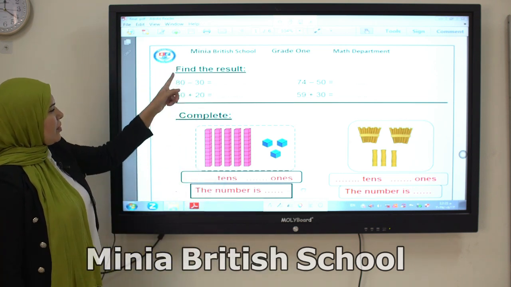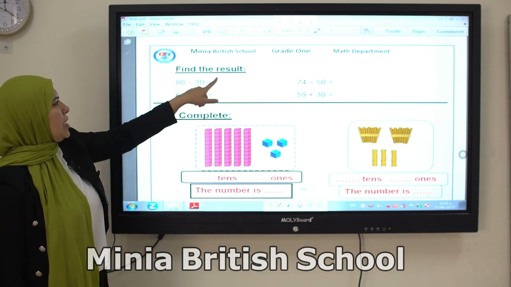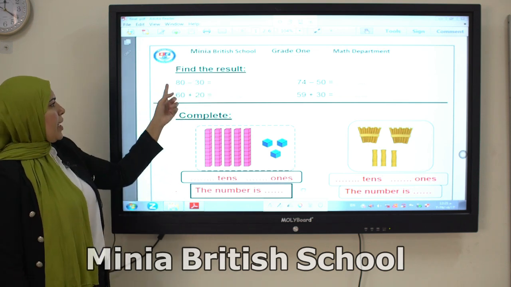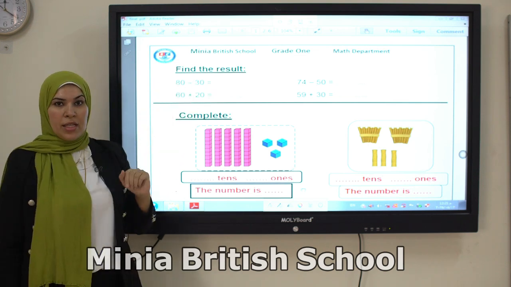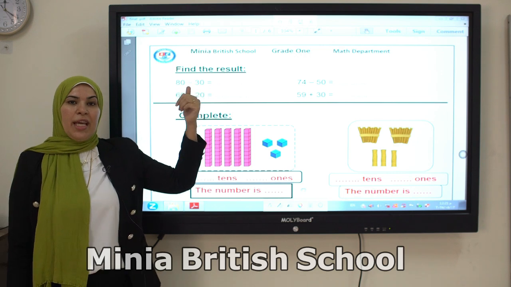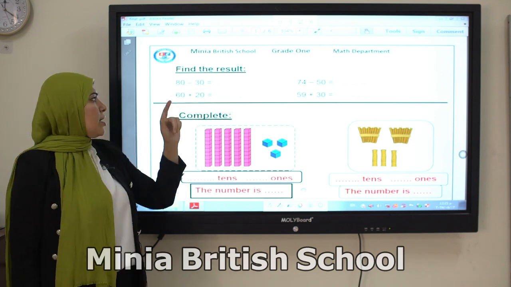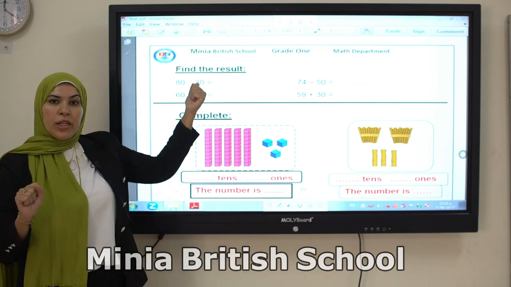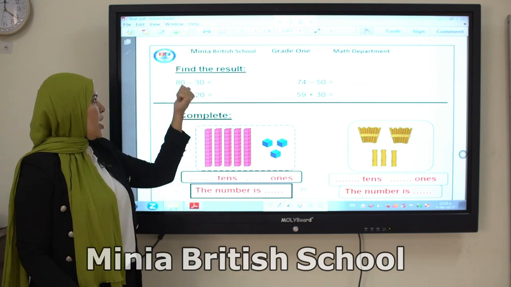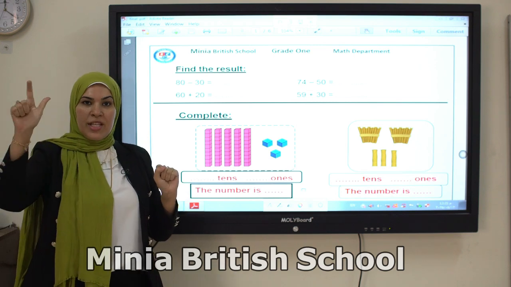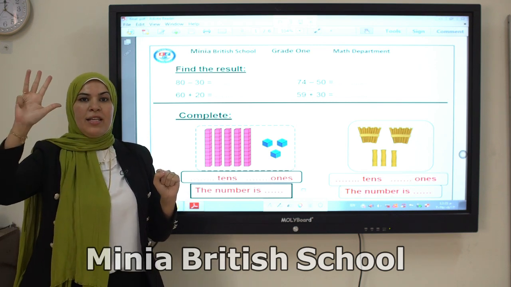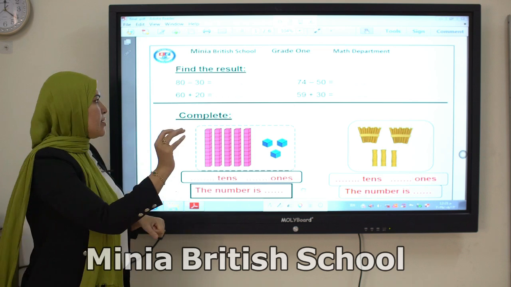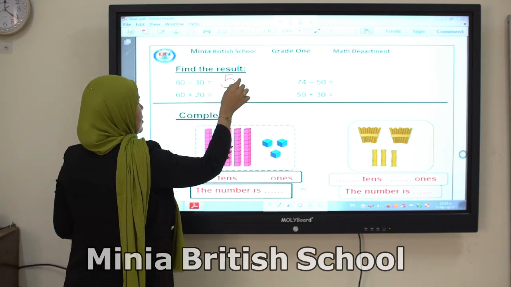Okay, first read the title. Find the result. Okay, 80 minus 30. Here I make subtraction and I count by tens. If you see subtraction, close your fingers and count after the smaller to reach the bigger. After 30, 40, 50, 60, 70, 80. So the answer is 50.